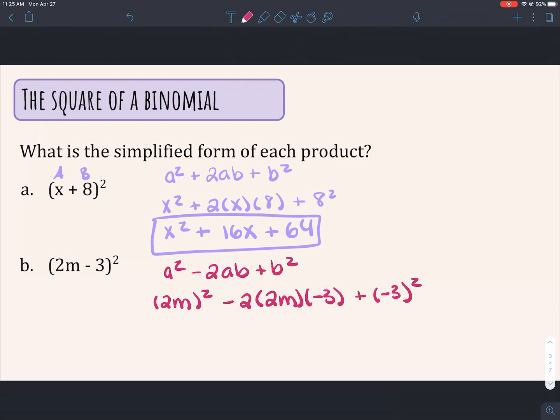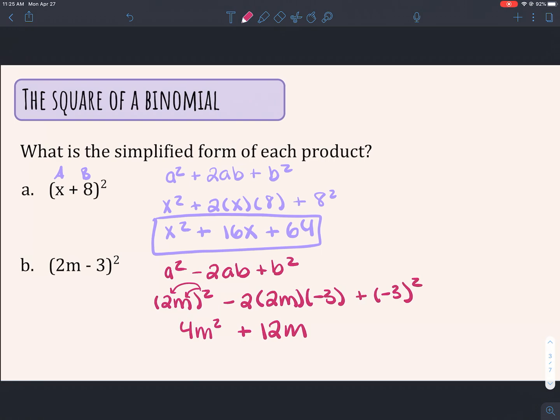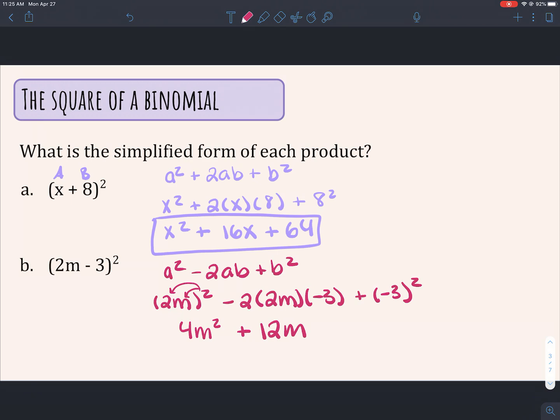So if I simplify this, 2 squared gives us 4m squared. Really important that we distribute that exponent to both pieces. Negative 2 times 2 is negative 4. Negative 4 times negative 3 is going to give us a positive 12m. Okay, so just so you know, some of these negatives are changing our answer. Actually, I'm sorry. This should still be a negative 12m.